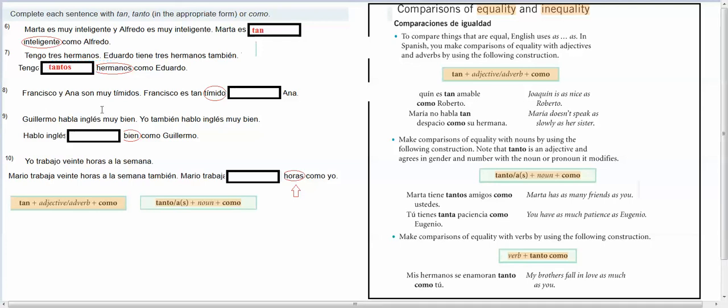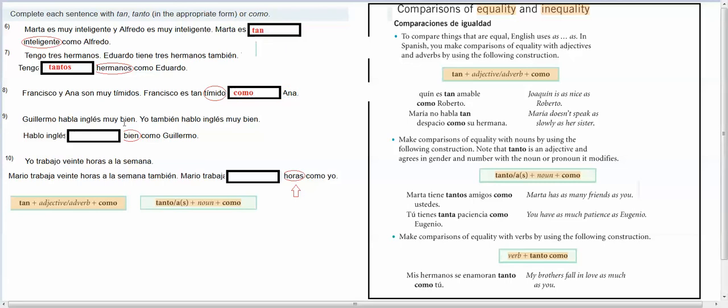Francisco y Ana son muy tímidos. Francisco es tan tímido blank Ana. So Francisco and Ana are both timid. So we want to say that Francisco is as timid as Ana. This is an adjective that we're describing, saying that they have this particular trait. And with an adjective, you have tan, adjective, como. So what's missing here is como.